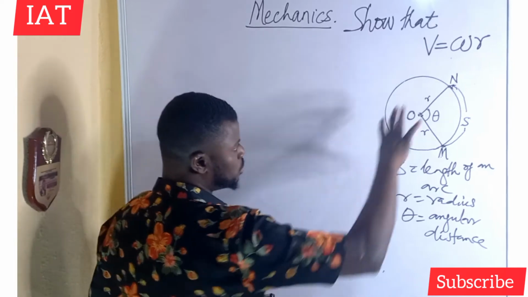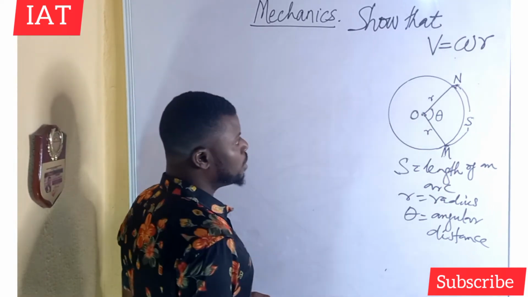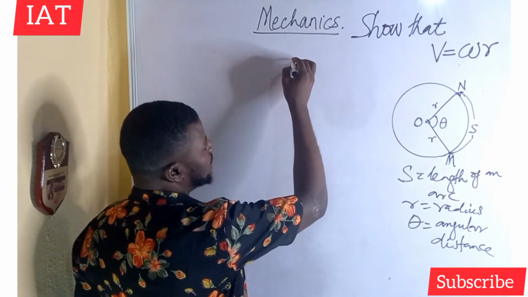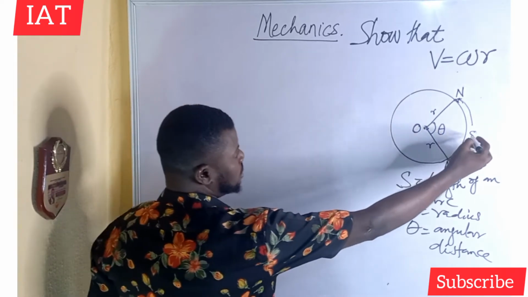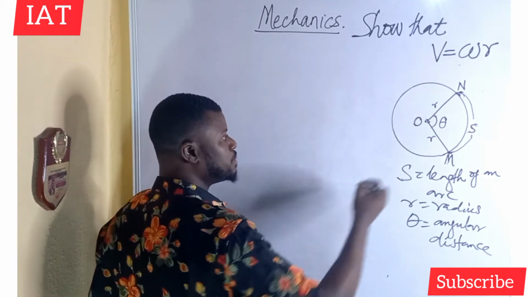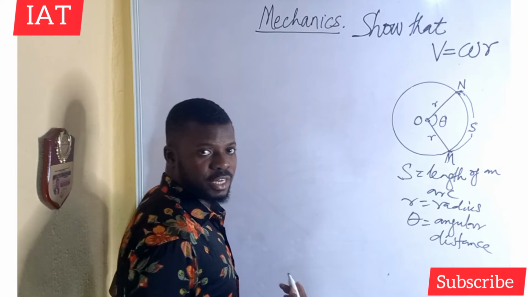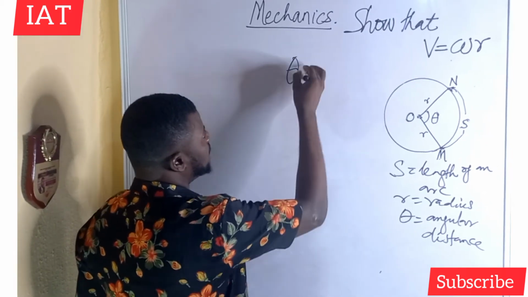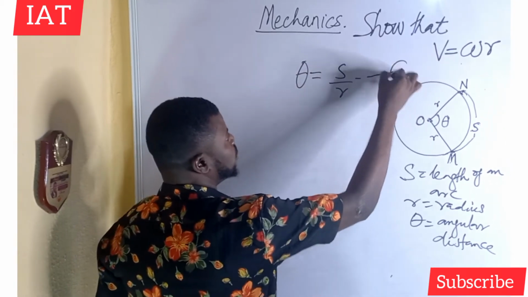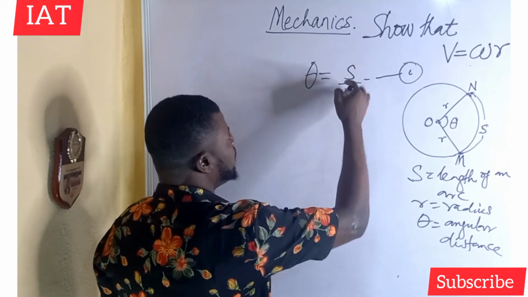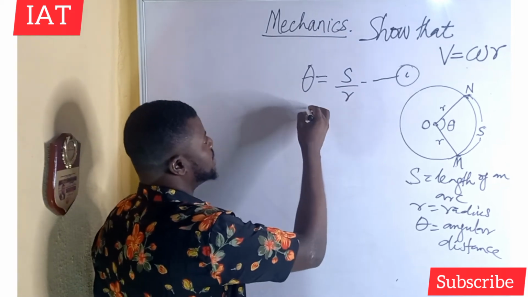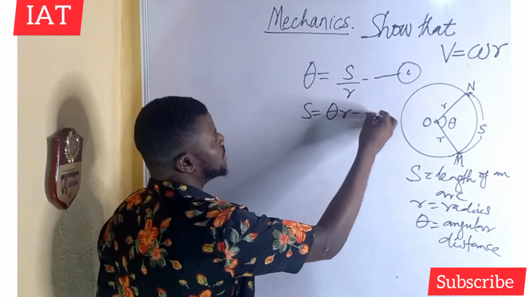So how are we going to derive this expression? Notice that in the normal definition, S, which is this displacement, has a relationship with theta, which is the angular displacement, and also with r. What could be the relationship? Theta is equal to S over r. You can make this our equation 1. At that point, you can also make S the subject of the relation. I will cross multiply, then S will be equal to theta r, and this is equation 2.